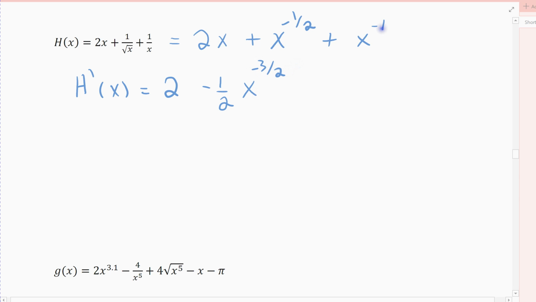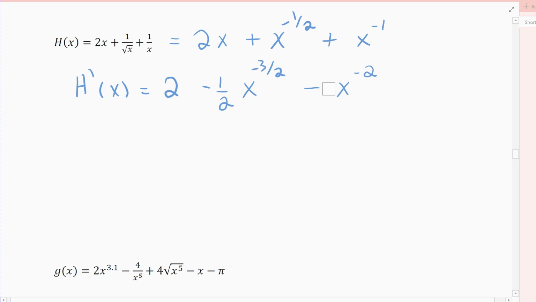Alright, next one, rewrite. So now I'm going to pull out my negative 1, so I'm going to get negative x raised to the minus 2, right? We don't usually write the 1, even though it's a negative 1 there. Negative 1 minus 1 gives me a negative 2. And again, there is a negative 1 in front. We just don't typically write it. So if you want to write it, it's fine.